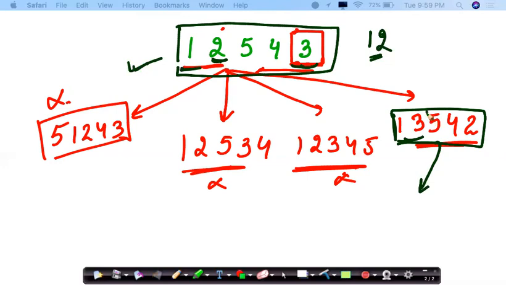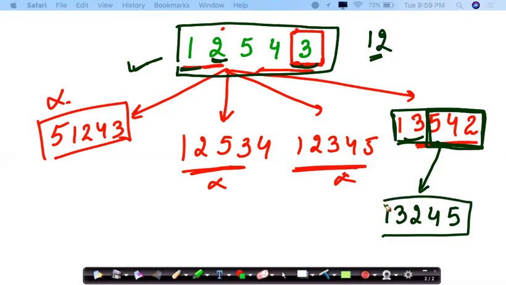To do so, just reverse all the digits behind it. So we'll reverse all these digits and we have found the next permutation of this number. Now the question comes, how did we get to know that we have to swap this 3 and 2 originally? How did we find that we shouldn't swap this 4 and 3, we shouldn't swap this 5 and 3, but we should swap this 2 and 3.